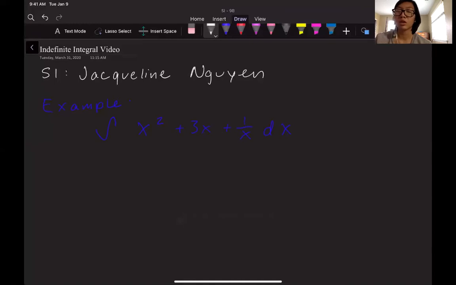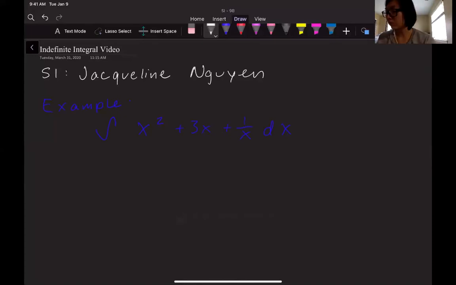First thing that we want to do is look for some type of pattern or category to break our integral into. And the reason that we want to do this is in case we have a more complicated integral in the future, right? We can break it into smaller, more manageable pieces.